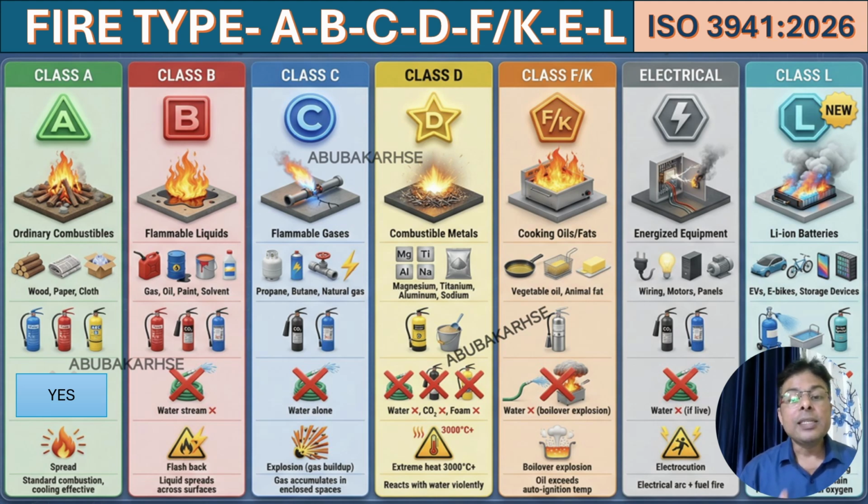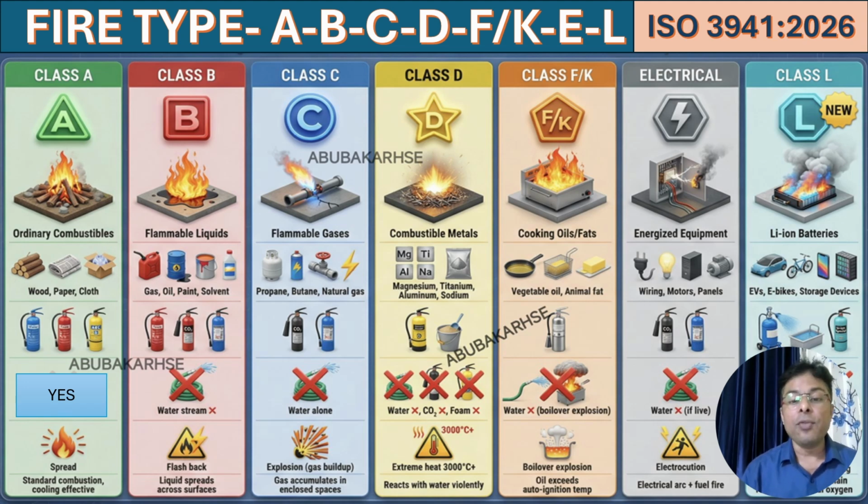Next is the C type fire. C type fire means flammable gases, different types of gas, such as propane, butane, and natural gas. Which fire extinguisher can you use in this case? You can use the CO2 fire extinguisher. Don't use water. The impact is explosion, with gas buildup and accumulation in enclosed spaces.